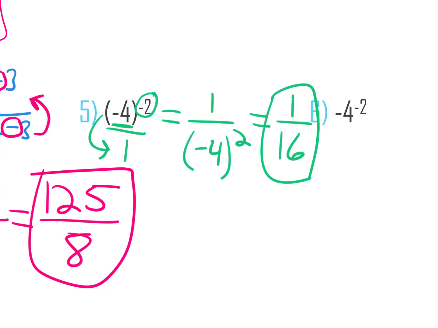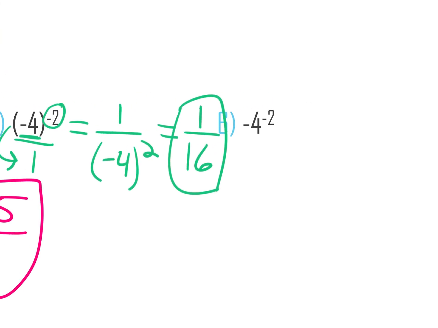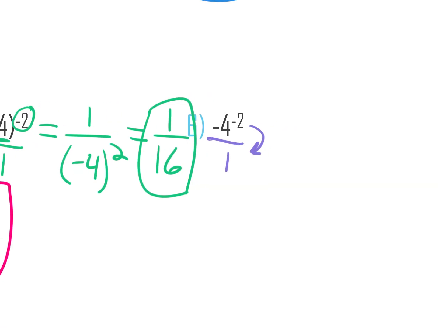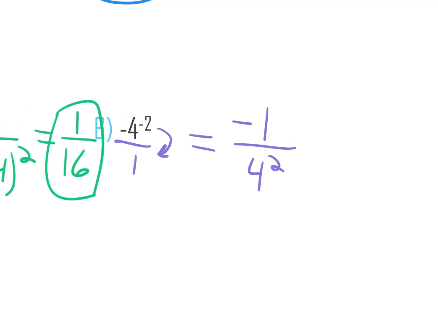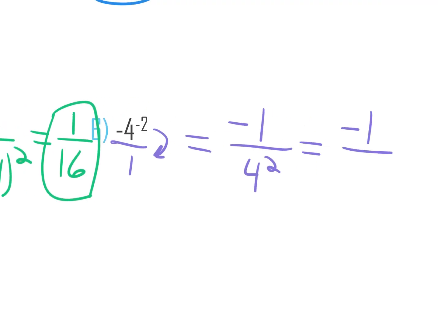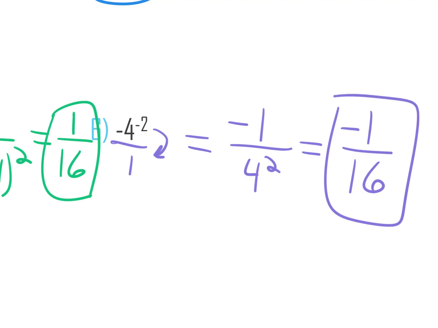All right, how's the next one different? There's no parentheses. Do you guys remember yesterday the controversy with the parentheses and no parentheses? So what's our base here? Is it 4 or is it negative 4? Our base is just 4. So if I write this over 1, what's moving to the bottom? Just the 4 to the power of 2. What's going to stay on top? We can treat that as a negative 1 as a placeholder. This is going to be negative 1 over 4 to the power of 2. So negative 1 over 16. All right, big difference that a parentheses makes.